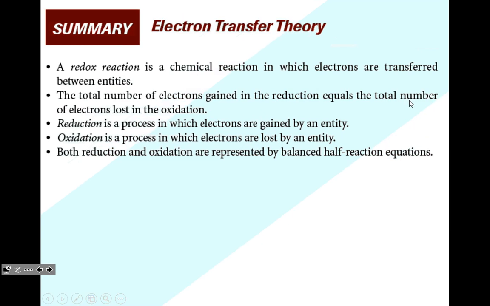Okay, and that's it. Let's take a look at a summary. A redox reaction is a chemical reaction in which electrons are transferred between entities. The total number of electrons gained in the reduction equals the total number of electrons lost in oxidation. Reduction is the process in which electrons are gained. In oxidation, electrons are lost. And both reduction and oxidation are represented by half reactions. So take a few minutes, take a break, and I will see you soon.